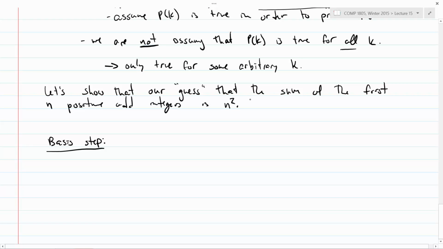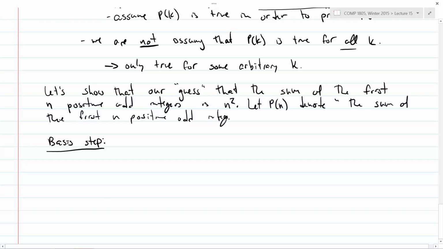All right. So before we do this, I'll let P(n) denote the statement that the sum of the first n positive odd integers is n squared. So in the basis step, I want to show P(1). So I say we must show P(1). So now you show that P(1) is true.